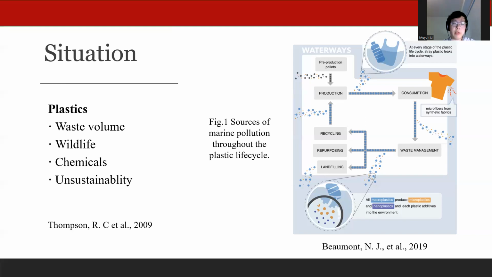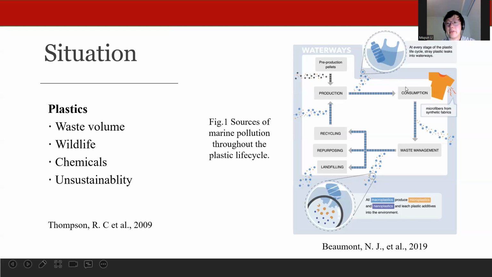But the most important point about plastic is that it is actually an unsustainable product, because the resource we use to make plastic, oil, is unrenewable, which means the speed at which we use it is much faster than it reproduces.